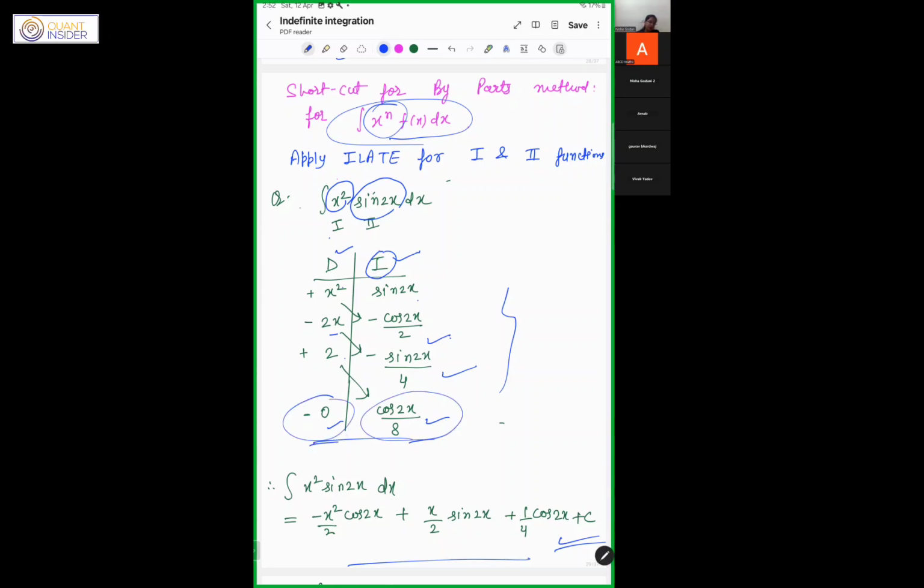Now what will you do? You will put signs here, plus and minus alternately. You will put the sign before the terms that you have written in the derivative column. Now what will you do? You will multiply like this. Multiply by x square in this term.